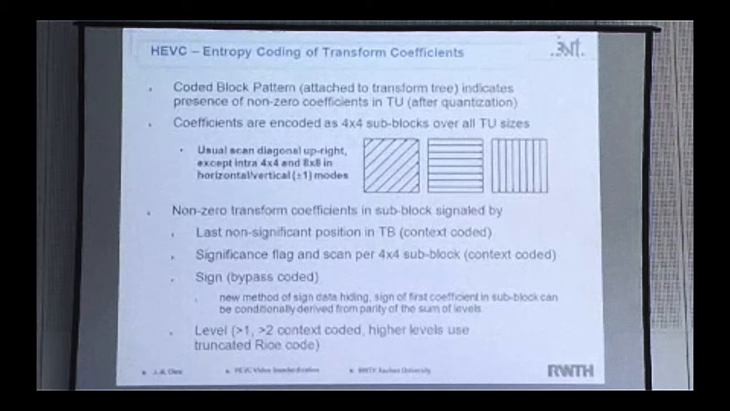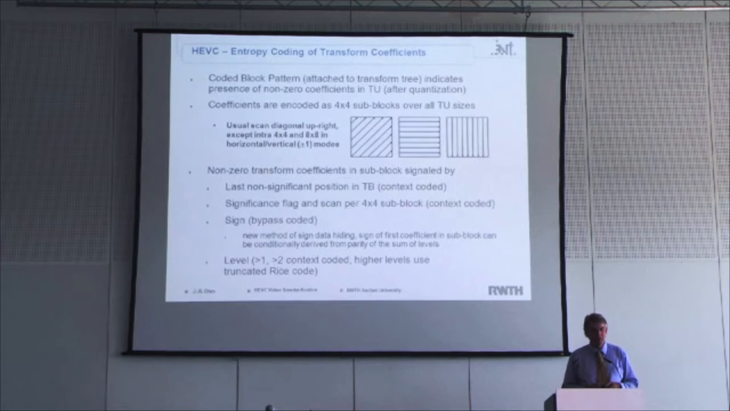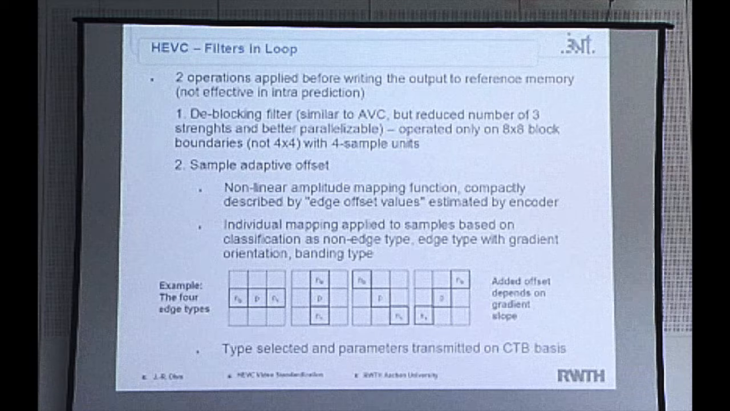And once the significance flag is found, the sign is coded. There's a special mechanism which is called sign data hiding, which gives a little bit of benefit in terms of compression. And otherwise, the level is coded for the significant coefficients. If it's a relatively low level, greater-than-1 and greater-than-2 flags are still coded with CABAC, and everything that is larger is simply a truncated Rice code without feeding anything into the arithmetic coding engine.